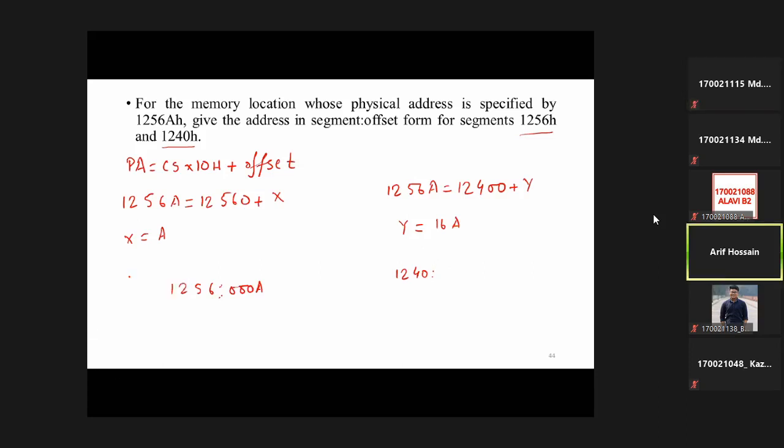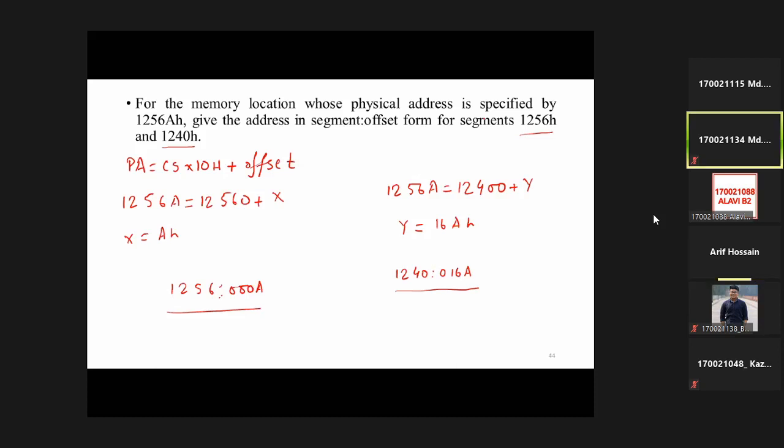It will be 1240, then 016A. So what I'm saying is, this address and this address both represent the same physical address. Let's write hex and hex here. Is it clear, everyone? Yes, sir. Any question?